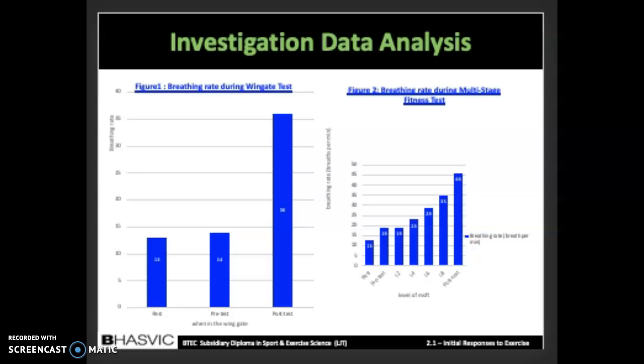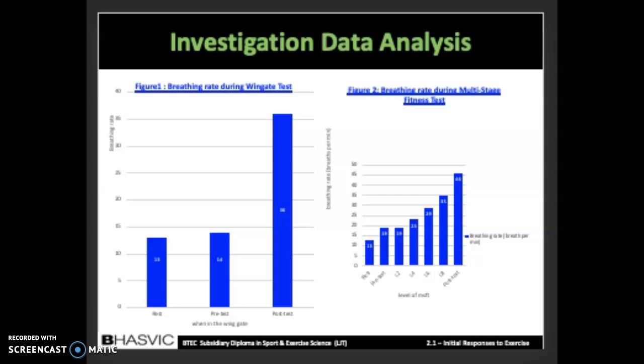Here's the change in breathing rate in the multi-stage fitness test at different times. At rest, the breathing rate was 13 breaths. This is because they are not working at all really, and the minimum number of breaths is needed. The ventilation at this point is about 6 litres. However, pre-test the breathing rate increases to 19 breaths per minute. This is due to anticipatory heart rate rise, affecting breathing rate.